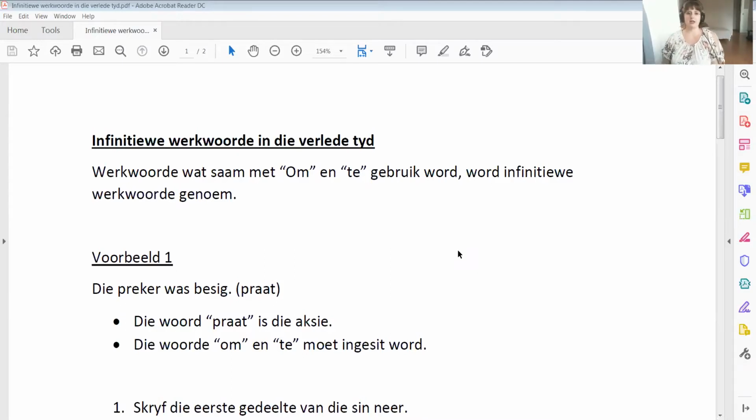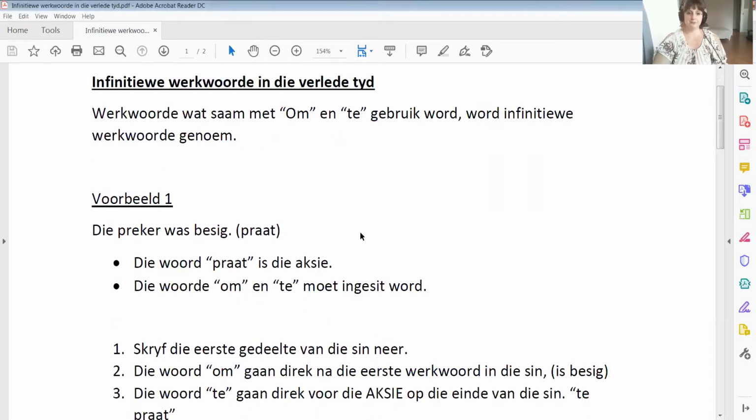Once again, just a reminder that infinitiewe werkwoorde is when you use an action and then you put om te with the action that becomes an infinitiewe werkwoord. So let's have a look at the same examples, except now they are in the past tense, okay?